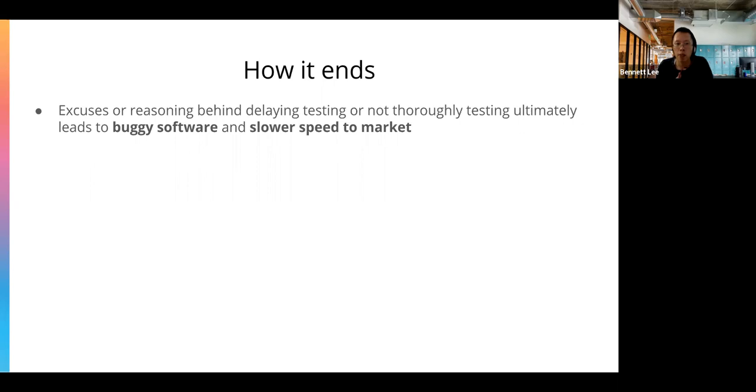So having excuses or some sort of rationale behind delaying software testing, either throwing it to the QA team, putting it into a separate sprint, or doing the least amount of effort for testing, ultimately leads to buggy software and a slower speed to market. You're saving a lot of time upfront, but you're costing more potential mistakes downstream.